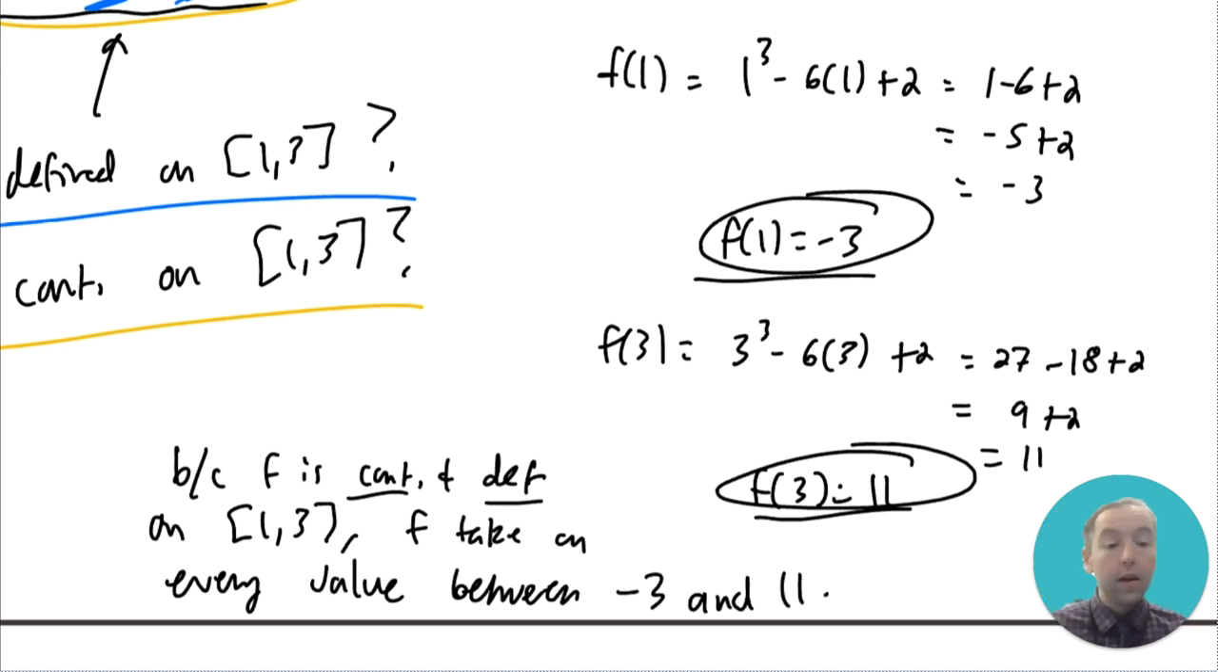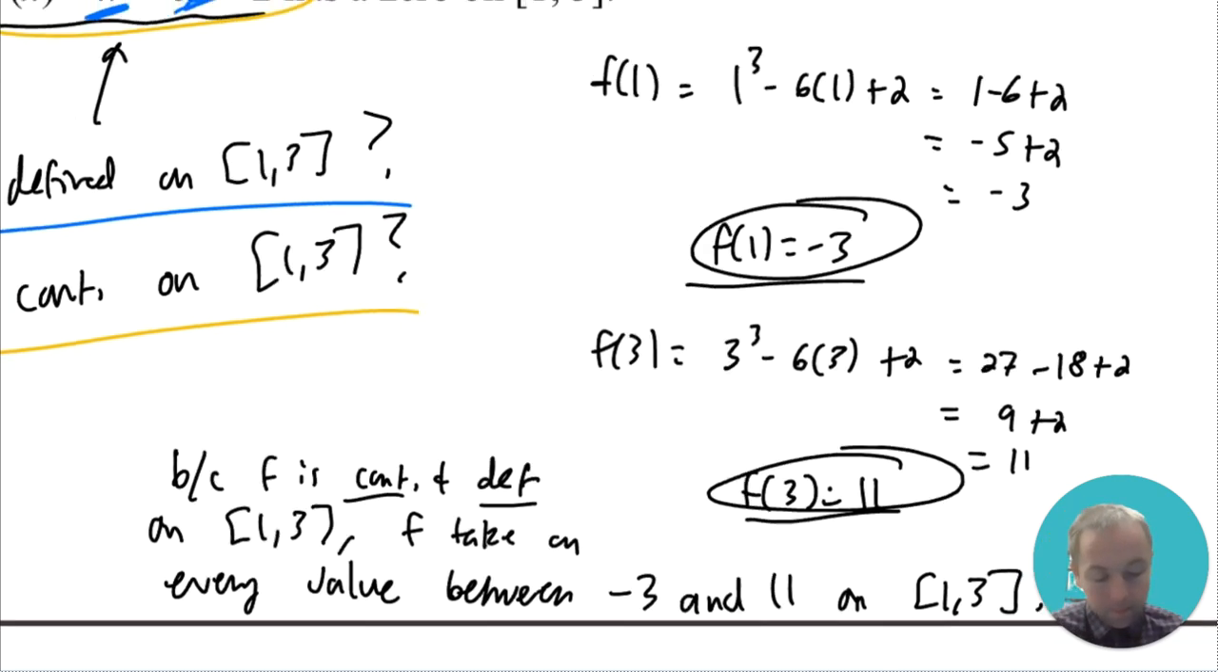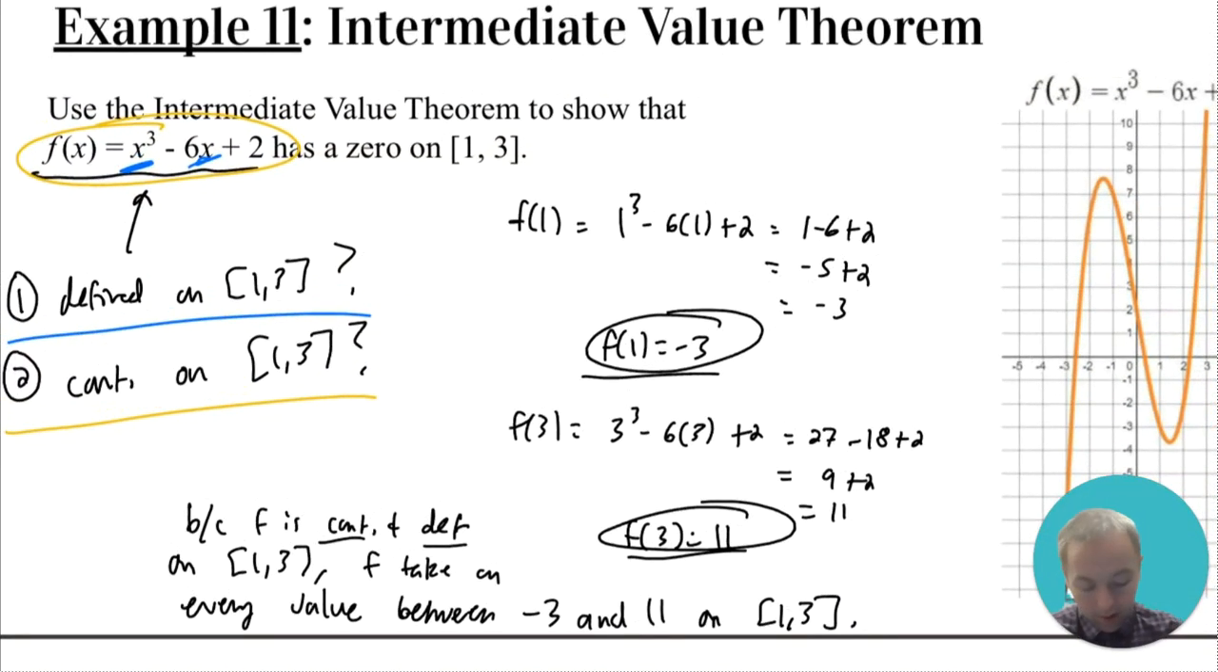So we're guaranteed that we're going to take on every y value between -3 and 11. But that specifically can only happen on the interval from 1 to 3 that we're guaranteed. So between -3 and 11 on the interval from 1 to 3. Okay? So because we can conclude that, then this here has to happen.